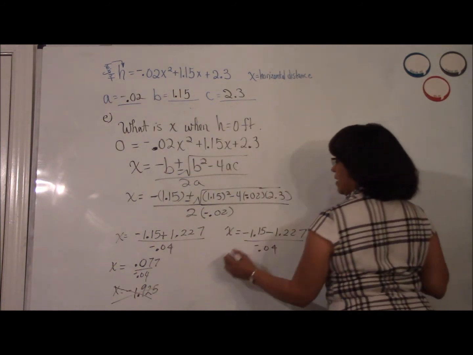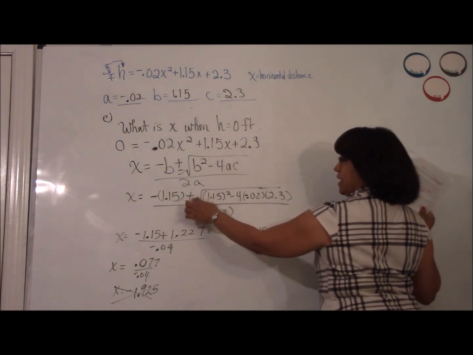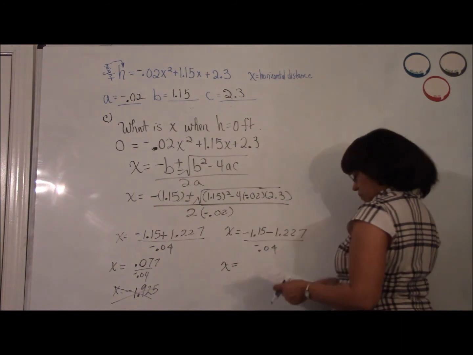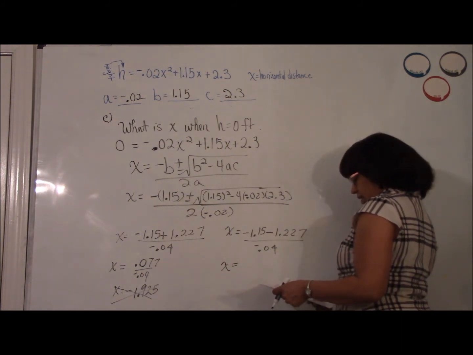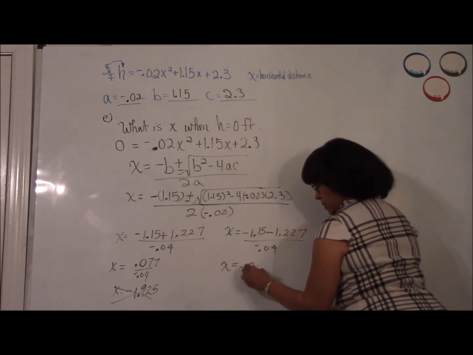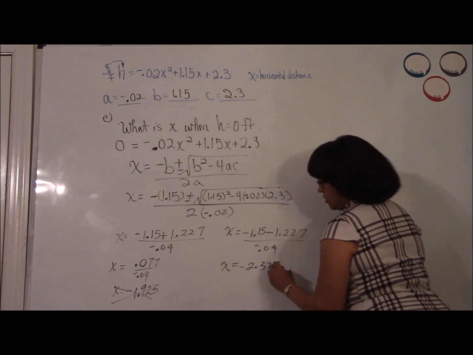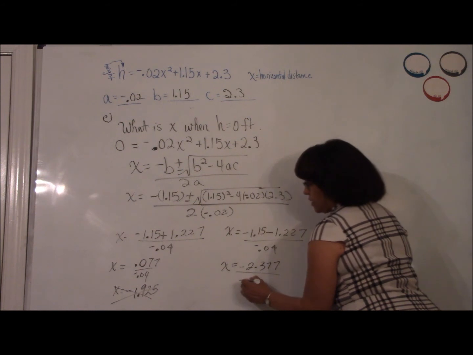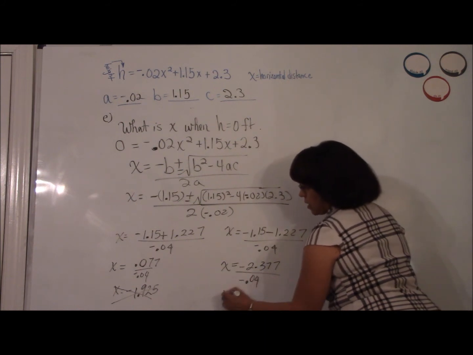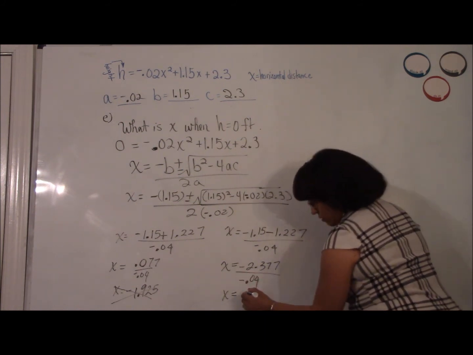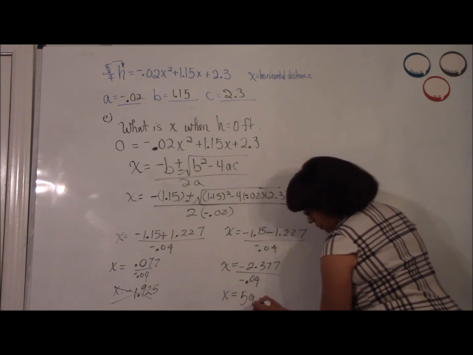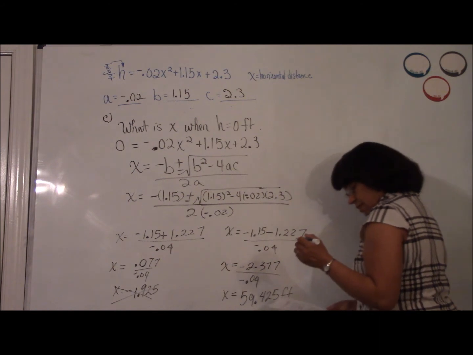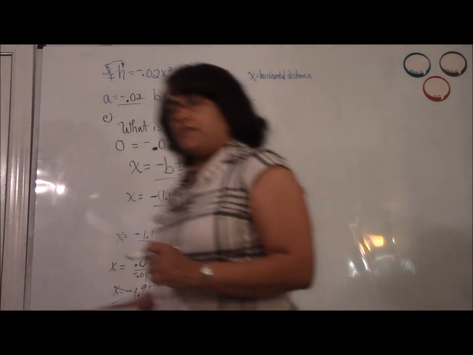So now let's look over here to where we had to subtract, because you have your plus and you have your minus. So x is equal to, and right over here that's negative 2.377 divided by negative 0.04, and we get x is equal to 59.425 feet. Let me make sure you can see all of that.